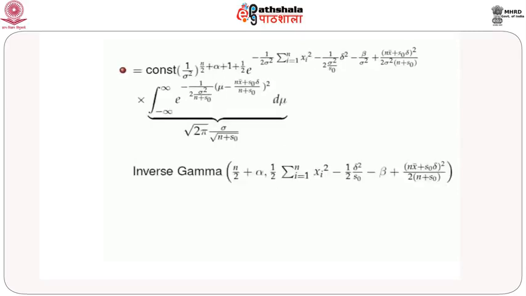Note that the integral is actually the integral over the kernel of a normal distribution with mean (n x bar plus s naught delta) over (n plus s naught) and the variance sigma square over (n plus s naught). So, the value of the above integral is basically the constant root 2 pi sigma over square root of (n plus s naught). So, with a little bit of simplification, we can see that the posterior distribution of sigma square given the data leads to an inverse gamma distribution with the parameters n over 2 plus alpha and 1 over 2 summation x i square minus half delta square over s naught minus beta plus (n x bar plus s naught delta) whole square by 2 times (n plus s naught).